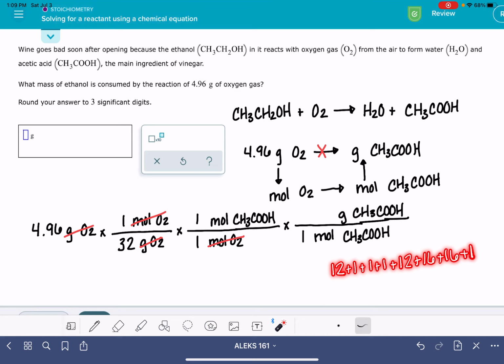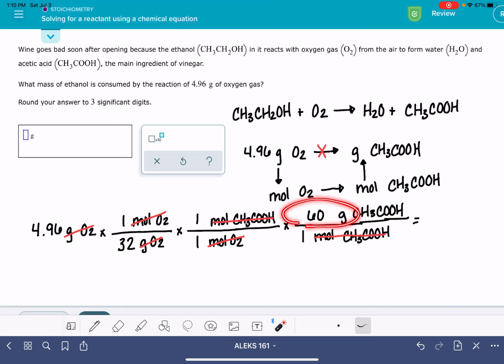This adds up to, I feel like I need to use my calculator for this. 12 plus 3 plus 12 plus 16 plus 16 plus another 1 is 54. Nope, I hit 60. 60 grams per mole. Those mole units cancel out. And again, I do round my molecular weights because I'm lazy, but I do not encourage you to do that. You need to pull out a periodic table and get the exact atomic masses for all of these so that you get a more accurate molar mass.